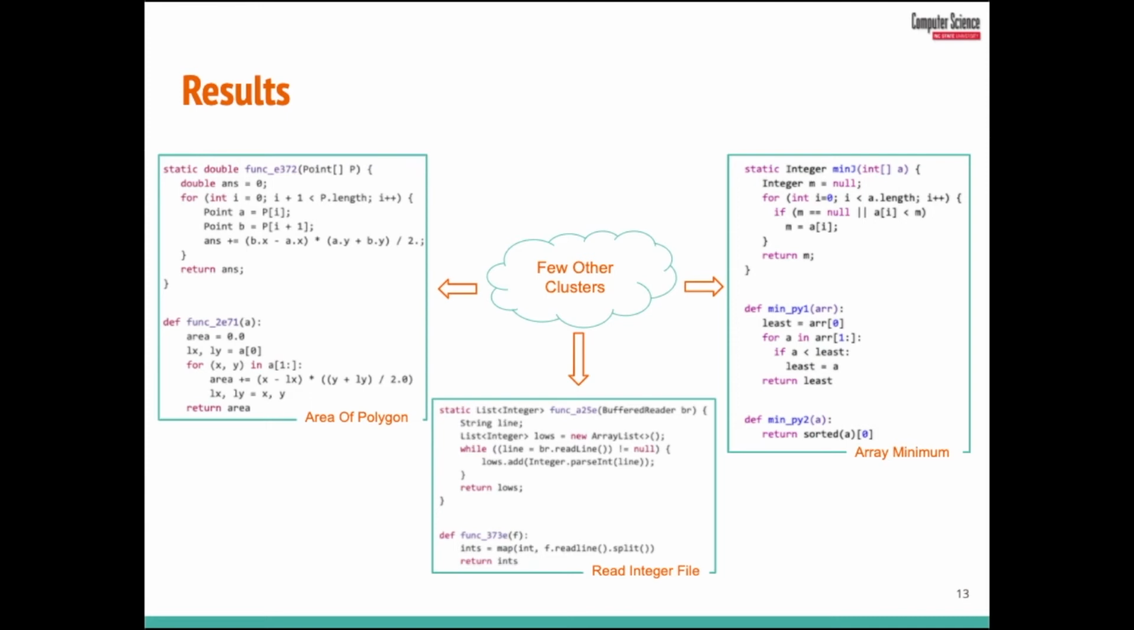Some of them are listed here. On the left, there are snippets of code that compute the area of a polygon. There are also functions to read a file of integers and find the minimum of an array, as shown on the right. These are some examples of the clusters where we can associate a name to the functionality. There are other clusters detected by SLACC that cannot be named or are a combination of multiple functionalities.